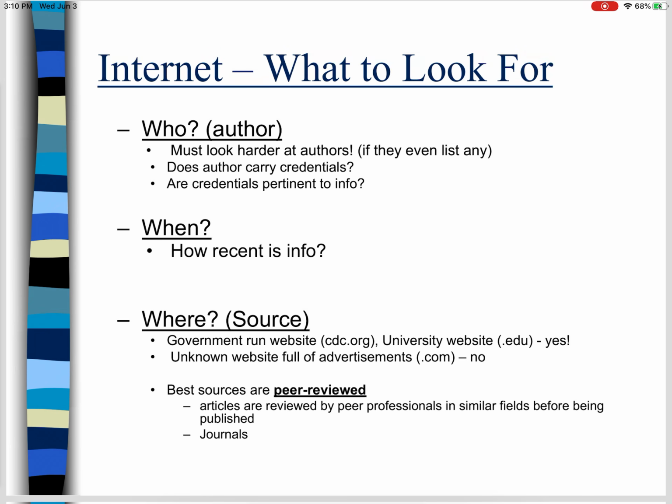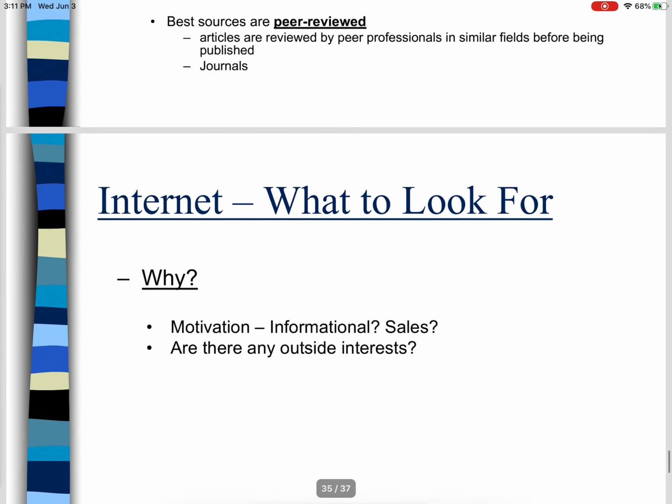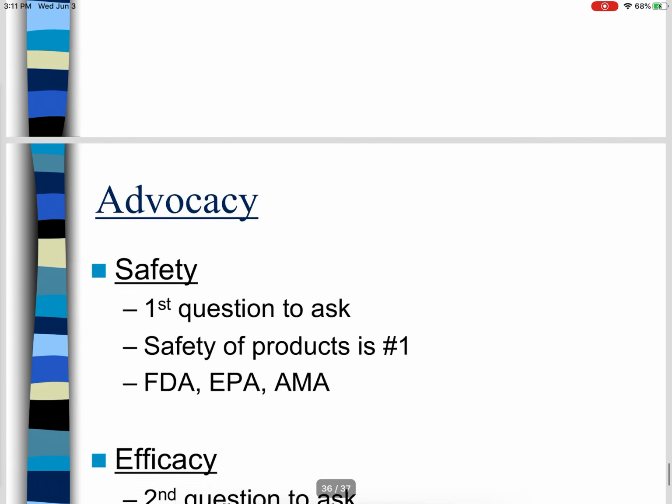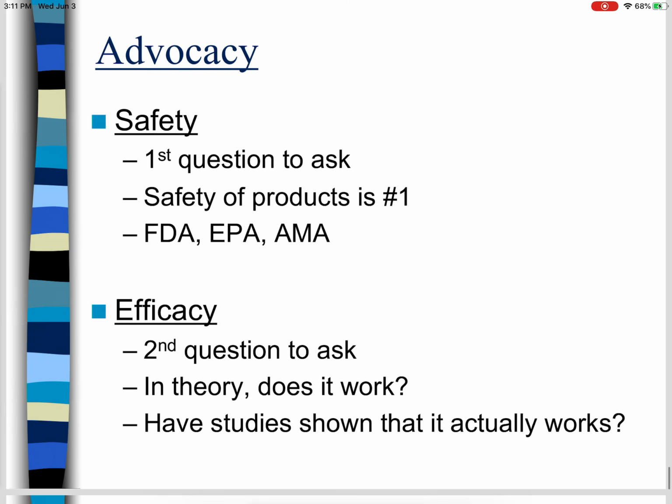If you're looking at a website, who's the author? Do they have credentials? Are the credentials actually related to what they're talking about? Is it recent info? What's the source of that website? Like I said, .org or .edu tend to be more credible. .com tends to be less credible. Also look at why. Probably just trying to make money, okay?